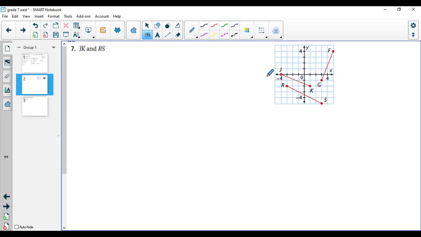So, this is segment JK. How are you going to draw a right triangle for this? There are two ways to draw. Either you draw a triangle like that, or you can draw a triangle like this as well. I will repeat that again.